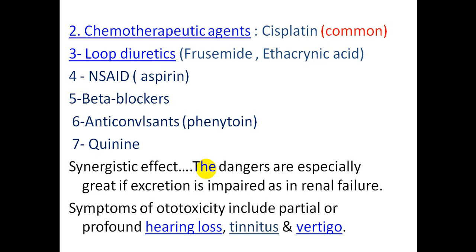The synergistic effect. The dangers are especially great if excretion is impaired as in renal dysfunction. This statement means the risk of ototoxicity is greater in patients with impaired renal function. Symptoms of ototoxicity include partial or profound hearing loss and tinnitus in cochleotoxic drugs, and vertigo and unsteadiness in vestibulotoxic drugs.